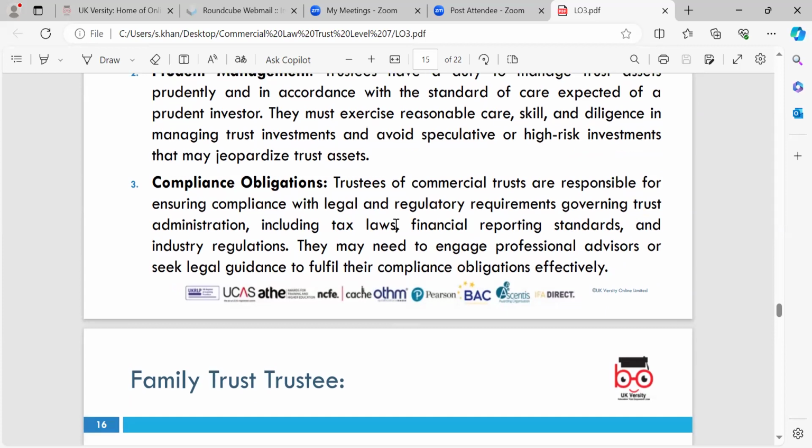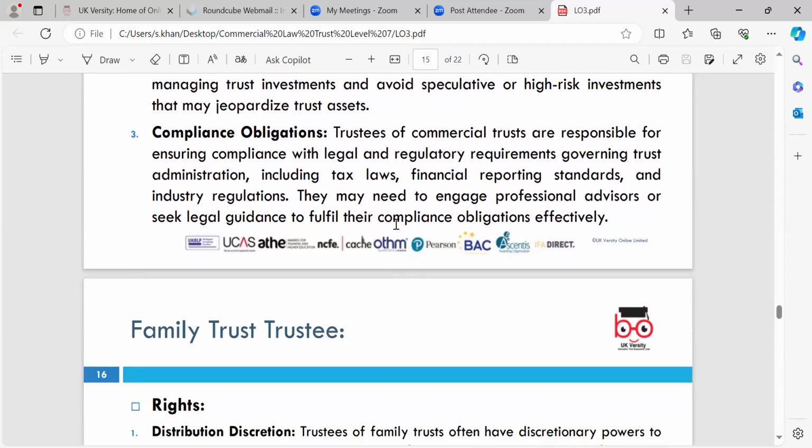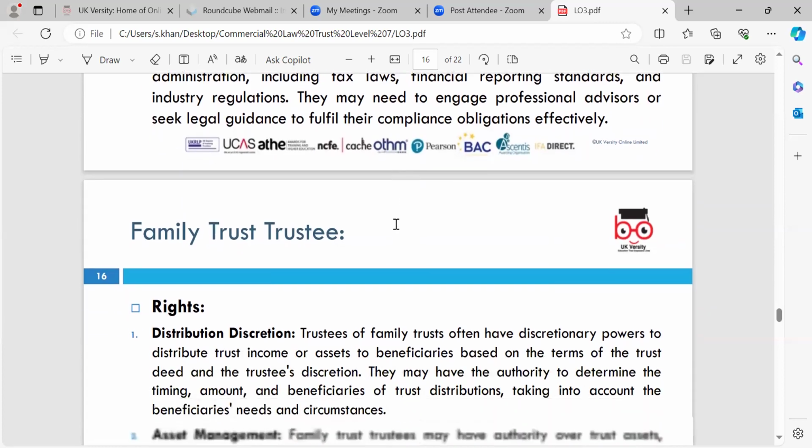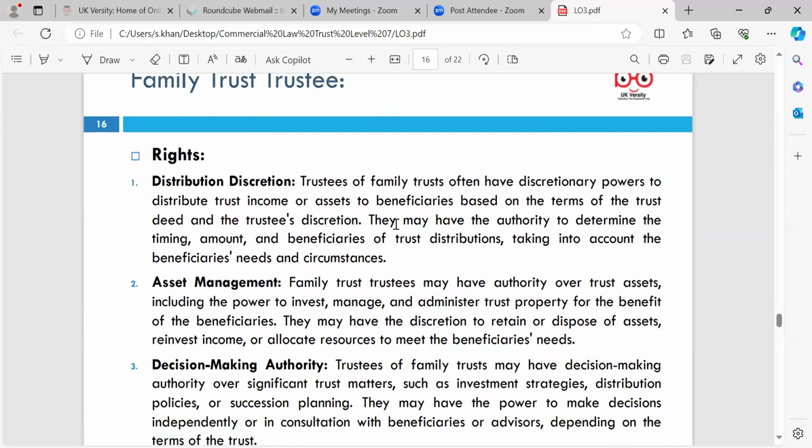Compliance obligations. Trustees of commercial trusts are responsible for ensuring compliance with legal and regulatory requirements governing trust administration, including tax laws, financial reporting standards, and industry regulations. They need to engage professional advisors and seek legal guidance to ensure obligations are met effectively. And this is in regards to the fact that they need to follow the laws of the jurisdiction that apply to them.